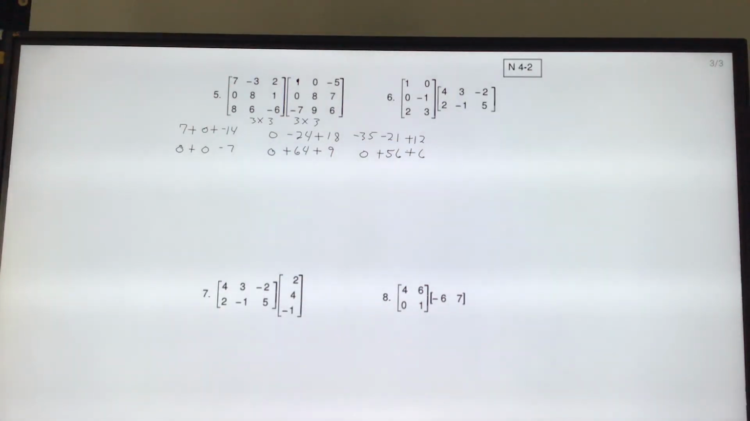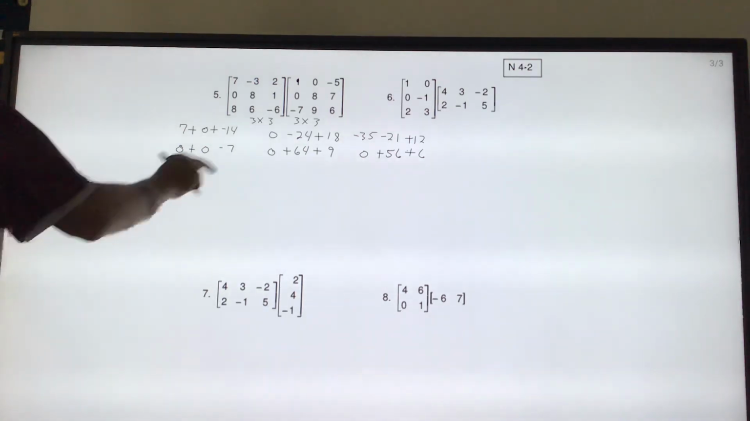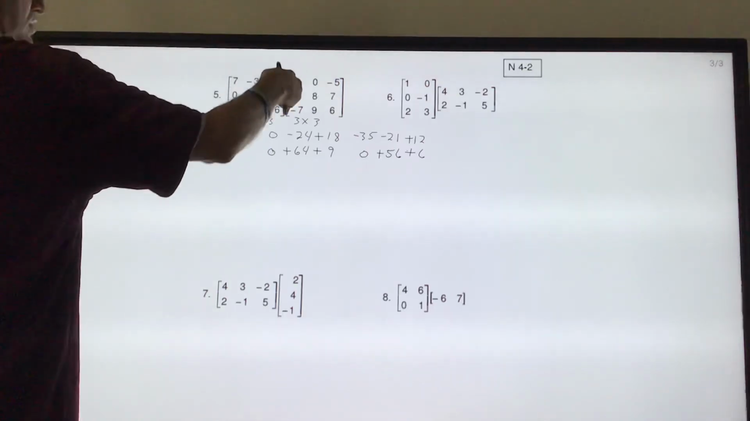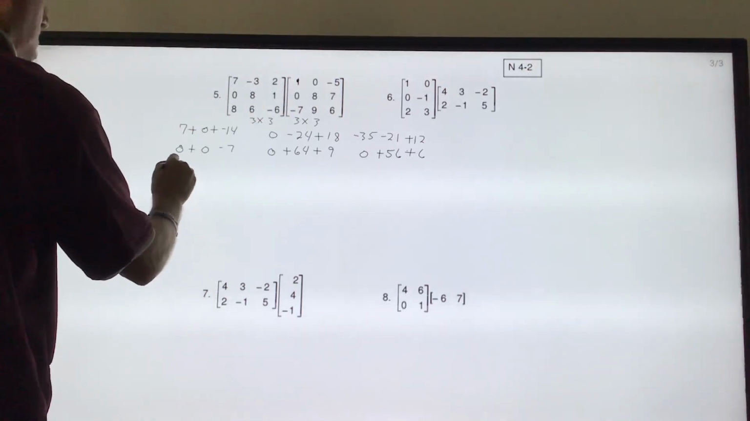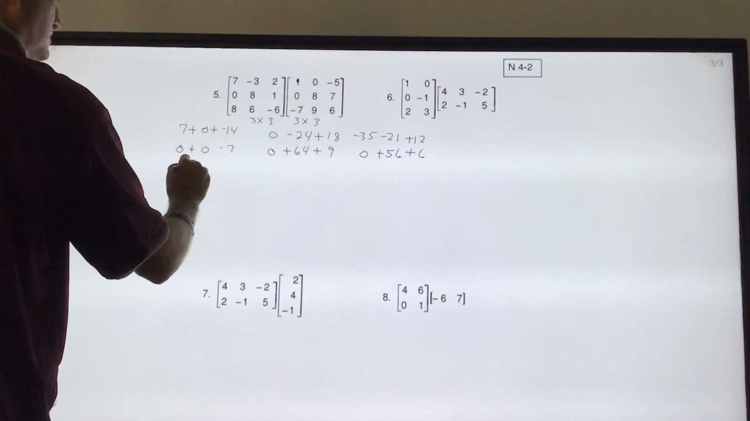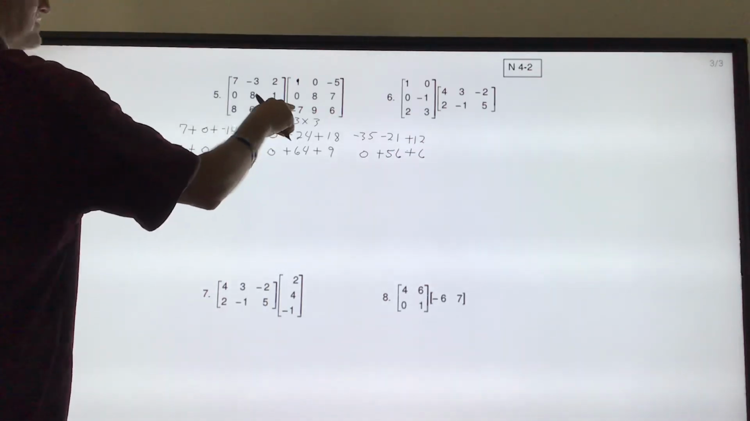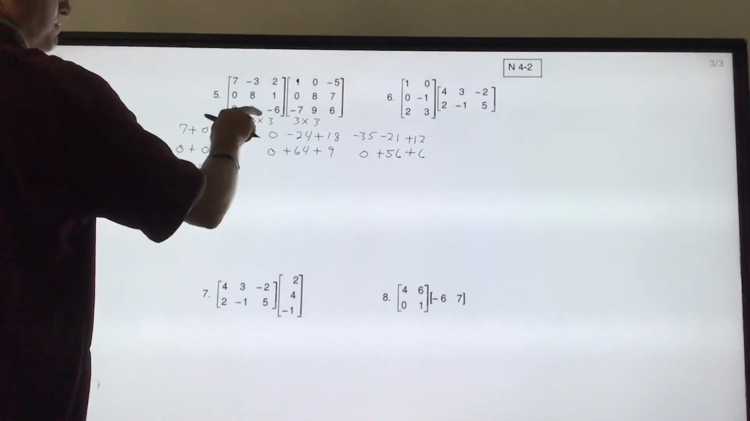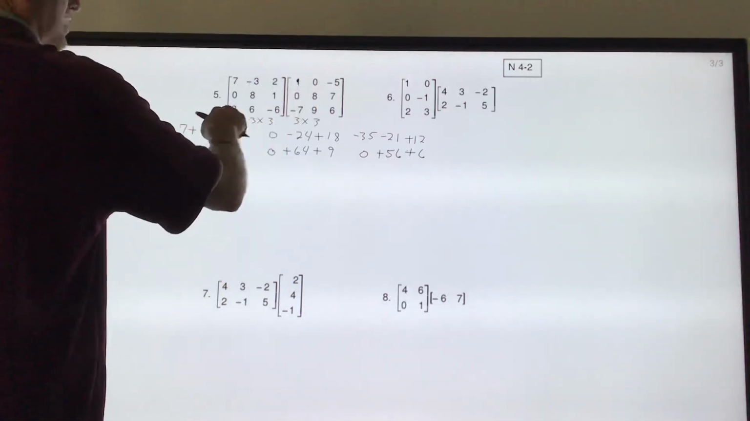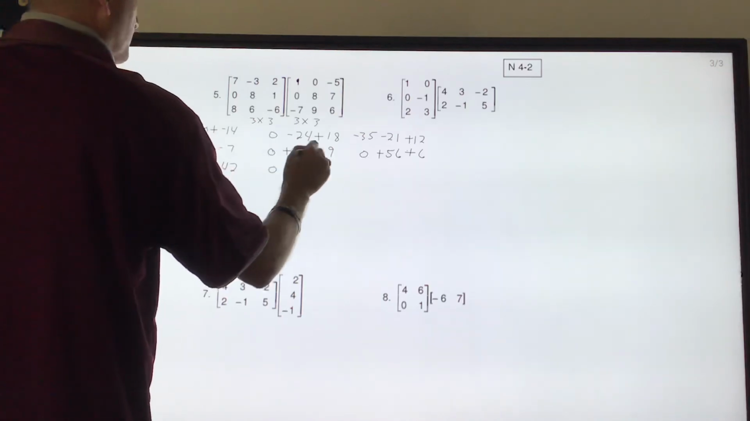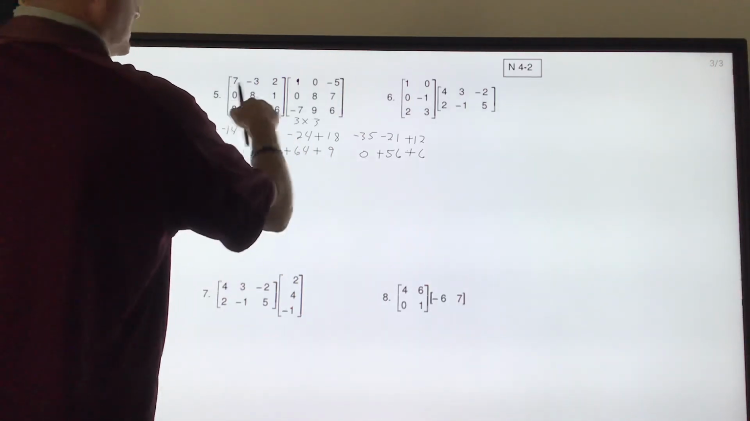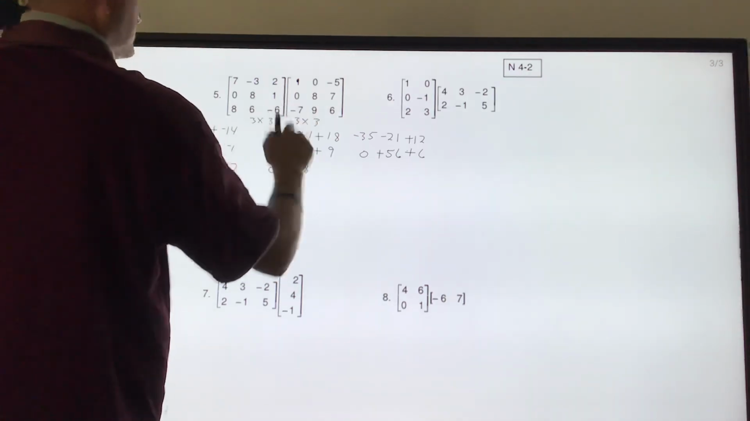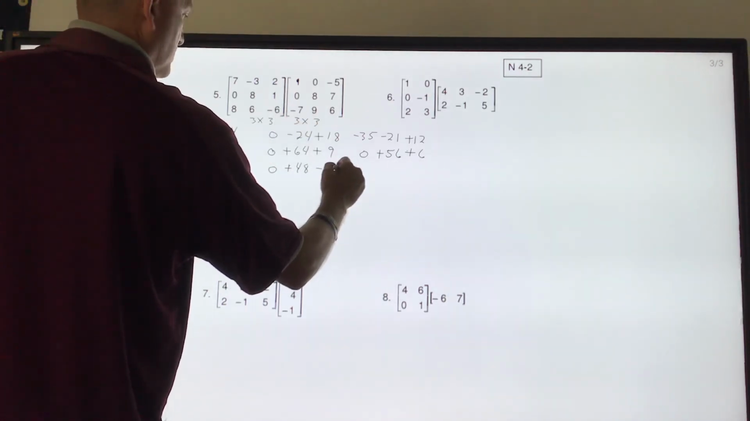Okay, now I'm going to take this final row, the bottom row, and I've got to match it up with each one of these. So with this row, 8 times 1 is 8. 6 times 0 is 0. Negative 6 times negative 7 is a positive 42. Matching them up now with the middle. 8 times 0 is 0. 6 times 8 is 48. And negative 6 times 9 is negative 54.